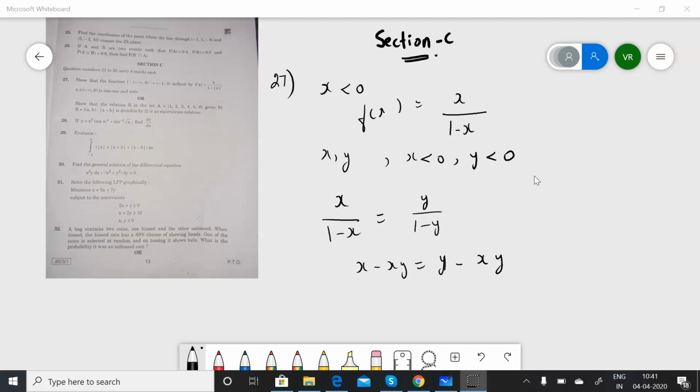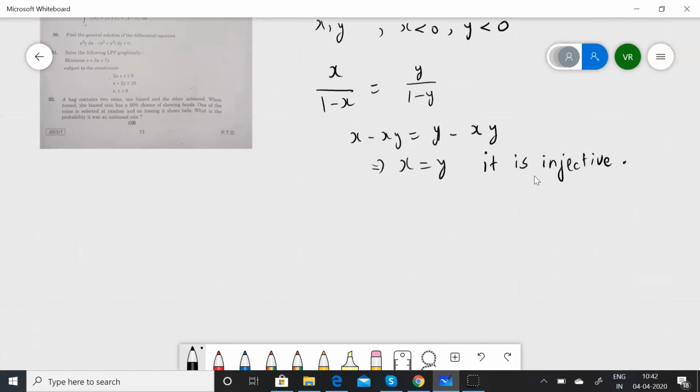Now let us take the values for x and y such that x is lesser than 0 and y is lesser than 0. So the function becomes x by 1 minus x is equal to y by 1 minus y. Now cross multiply, you get x minus xy is equal to y minus xy, or this implies x is equal to y. So it is injective. Now let us test for surjectivity.